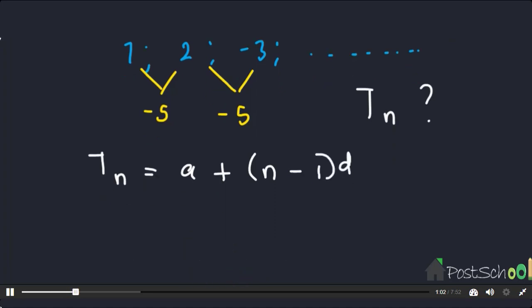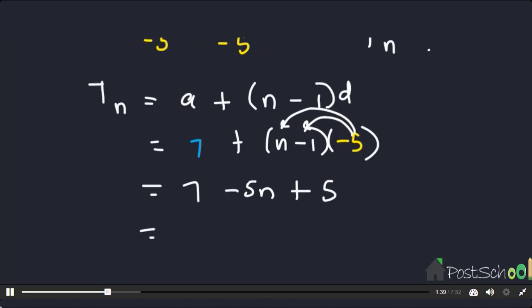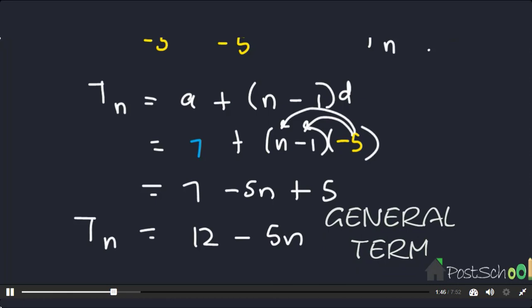Okay, so we substitute a, which is 7, and d, which is negative 5. So this is 7 plus (n minus 1) times negative 5. We are going to distribute inside. Negative 5 times n is negative 5n, and negative 5 times negative 1 is plus 5. Therefore this is 12 minus 5n. So this is our Tn, the general term of this sequence. It's easy as that.